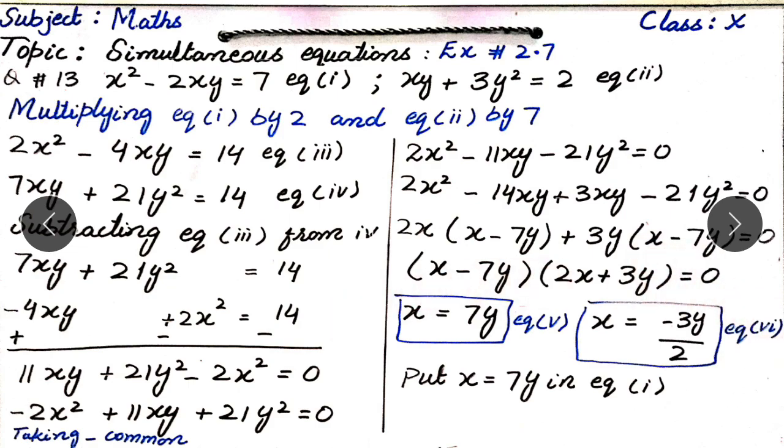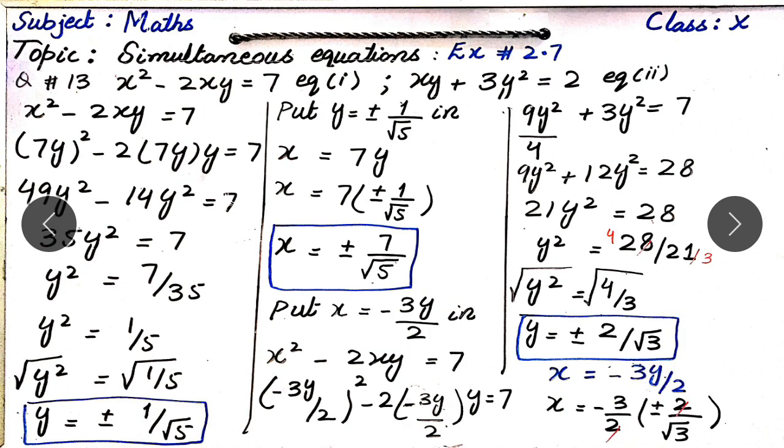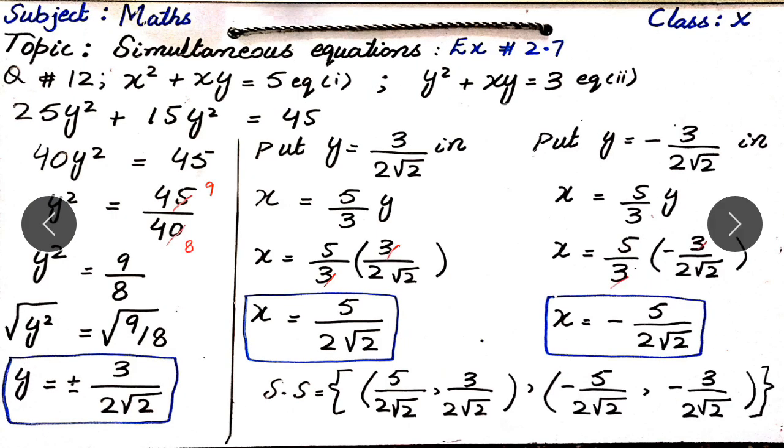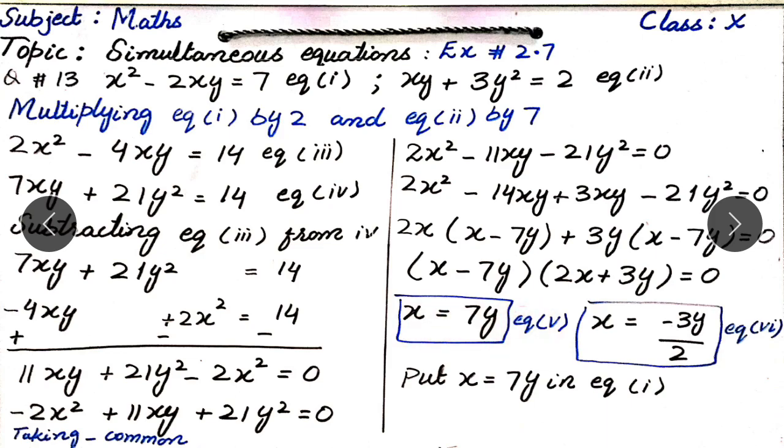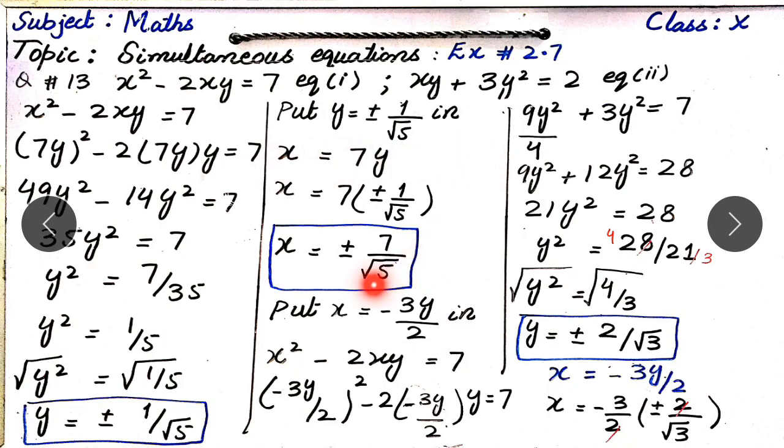So these are the values of x, but these are not the exact values of x because these are in terms of y. But you can put this value of x in any of the equations in order to find the values of y here. So here we put it in equation number 1, and now we have the values of y. When you put this value of y again in the same equation, x is equal to 7y. So you have the value of x.